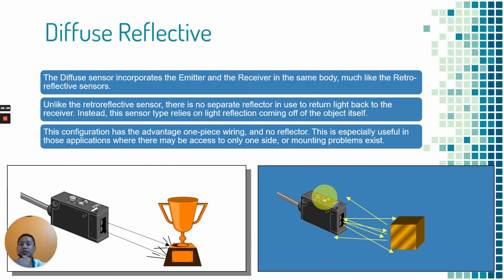Okay, another one is the diffuse reflective sensor. It incorporates the emitter and the receiver in the same body, much like a retroreflective sensor. Unlike the retroreflective sensor, there is no separate reflector in use to return light back to the receiver. So dalam kes ni dia tak ada reflective. Dia akan detect. This configuration has the advantage of one-piece wiring and no reflector required. This is especially useful in applications where there is access to only one side or a mounting problem exists.